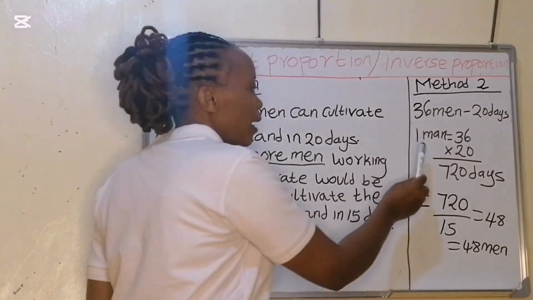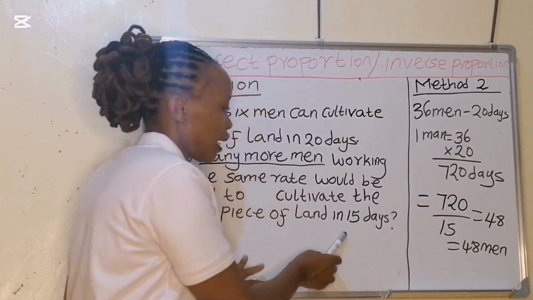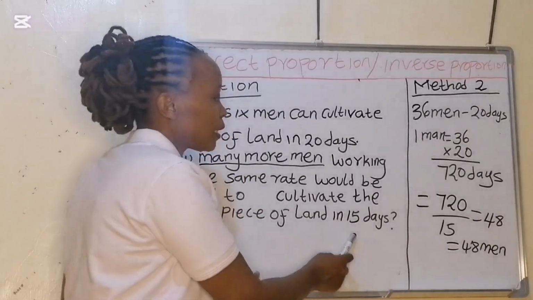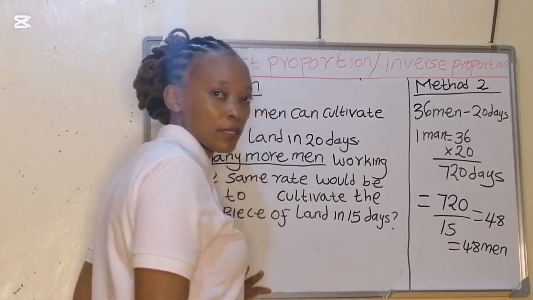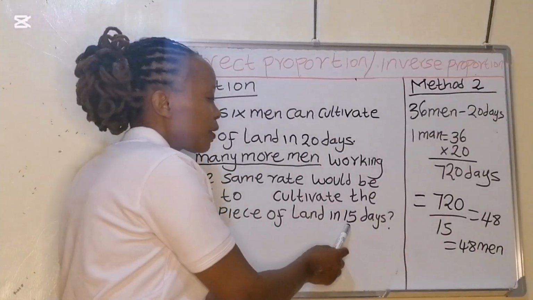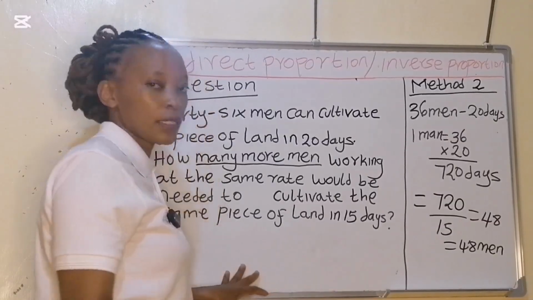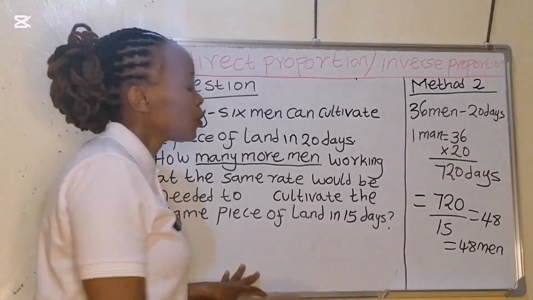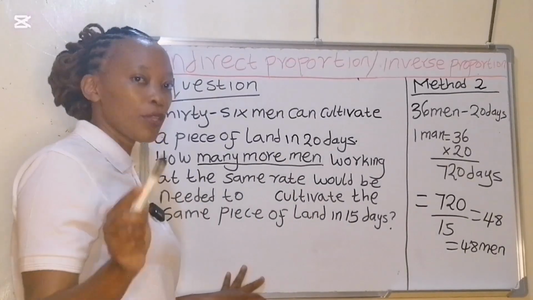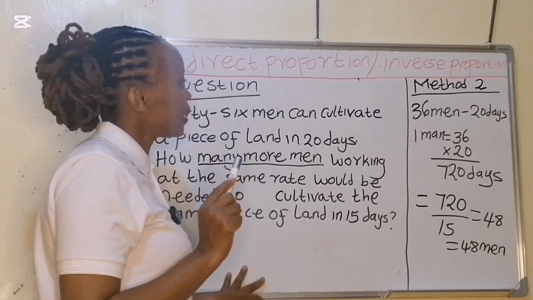When you get 1 man can use 720 days, now you divide with what you have been asked. The 15. You have been asked about 15 days. You divide by 15 because it is what you have been asked. How many men can take 15 days to cultivate the road? So you use 15 because that's what you have been asked. I hope you are with me up to that point. So I hope you have understood.